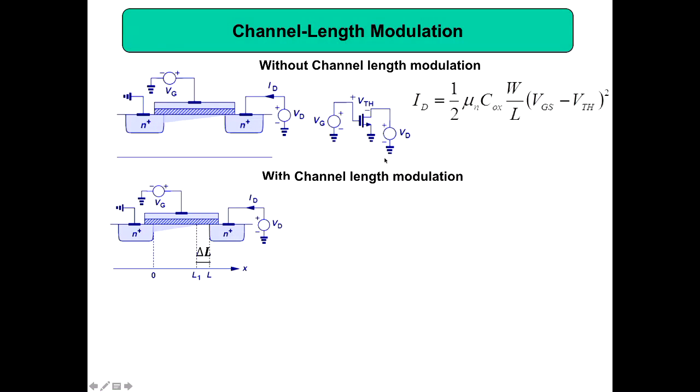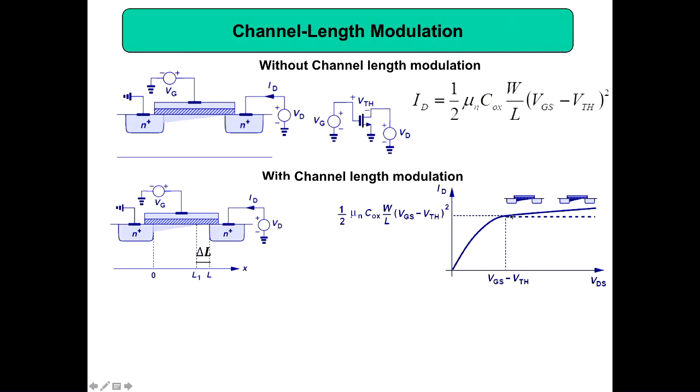So when you take into account the channel length modulation, your drain current will increase slightly. Like in the case of a transistor, when you have the Early effect, you get a slight increase in the collector current with respect to VCE. For the BJT, the collector current slightly increases with respect to VCE. That was due to the Early effect, but in the MOSFET this increment is due to channel length modulation.